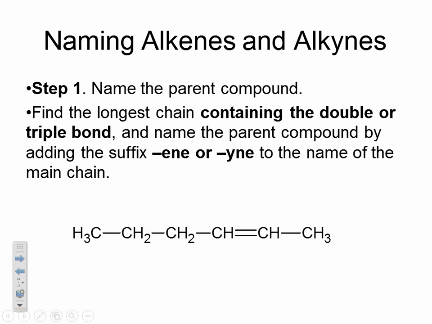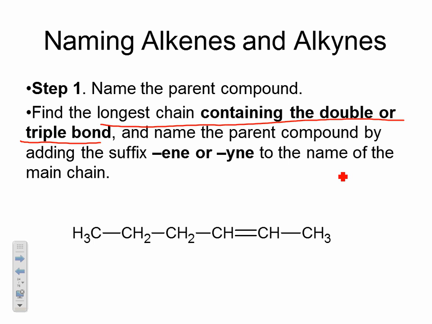Naming alkenes and alkynes. It's very, very similar to naming alkanes. There's just a few small differences that I'm going to go over. So the first thing that you want to do is, it says step 1, name the parent compound. Find the longest chain that contains a double or a triple bond and name that based on the number of carbons and our suffixes for bonding.